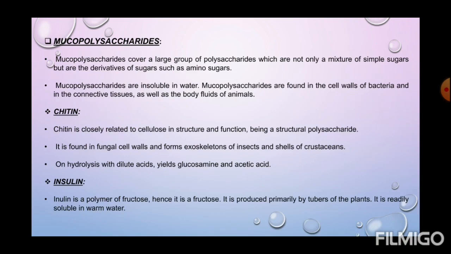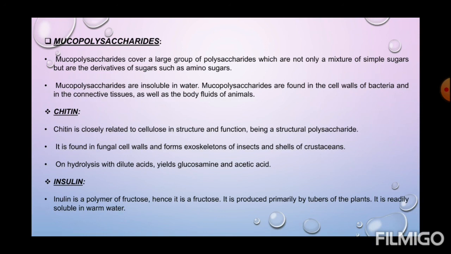Chitin. Chitin is closely related to cellulose in structure and function. Being a structural polysaccharide, chitin forms the outer layer of some animals. It is present in fungi, so it forms the outer structural unit of organisms. It is found in fungal cell walls, and it is present in the exoskeleton of insects and shells of crustaceans. On hydrolysis with dilute acids, it yields acetic acid and glucosamine. You just have to learn these words.